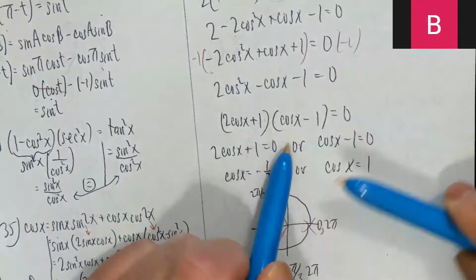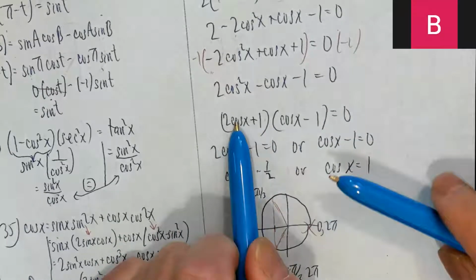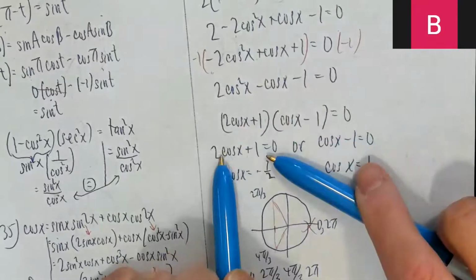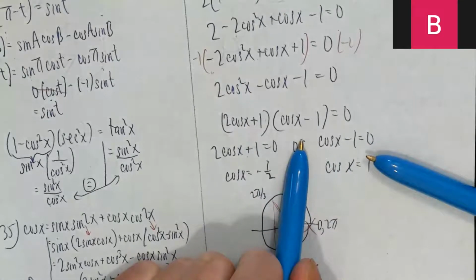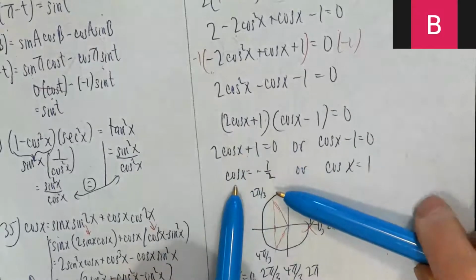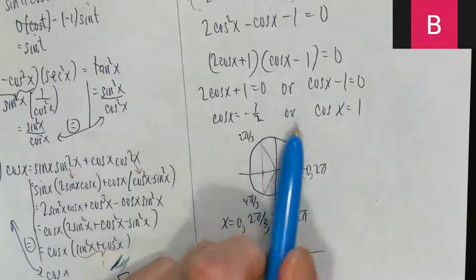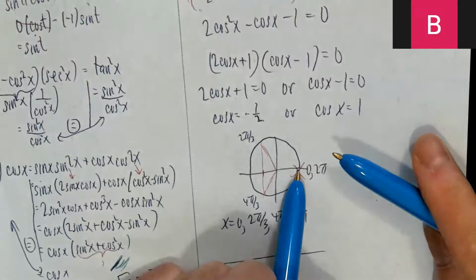Again, by the zero factor property, if a times b equals 0, then either a is 0 or b is 0. So I set this equal to 0, or I set this equal to 0. A little bit of algebra, subtract 1, divide by 2: cosine x is negative a half. Or cosine x equals 1. On my unit circle, the x coordinate is 1 at 0 and 2 pi.